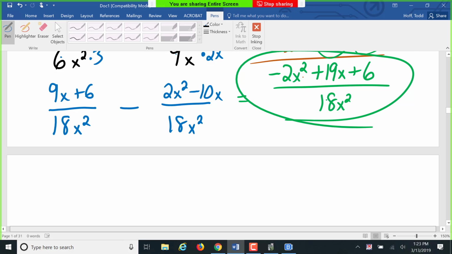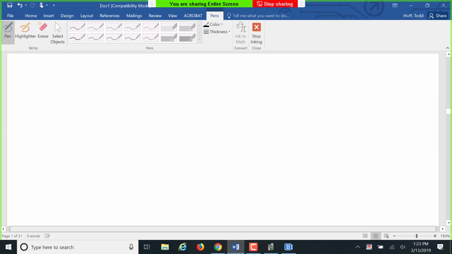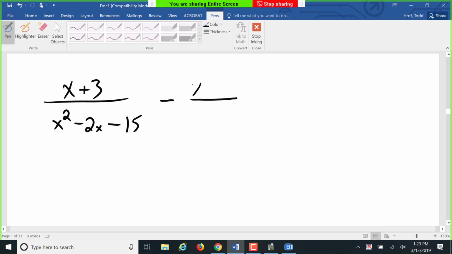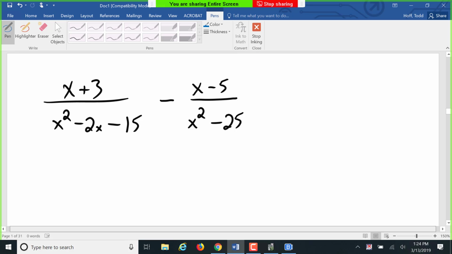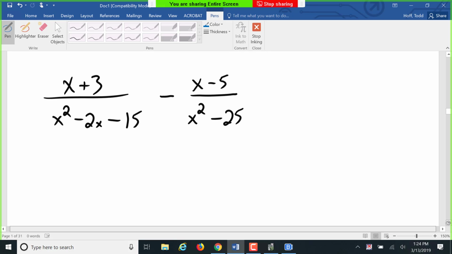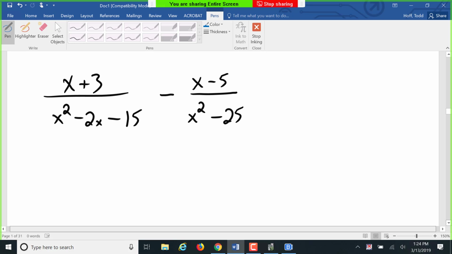We can move into bigger fractions just like we did with addition. We can have x plus 3 over x squared minus 2x minus 15 minus x minus 5 over x squared minus 25. To find our common denominators, as always, I'm going to do some factoring.